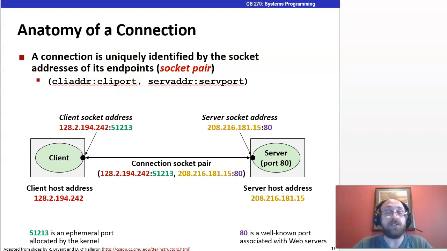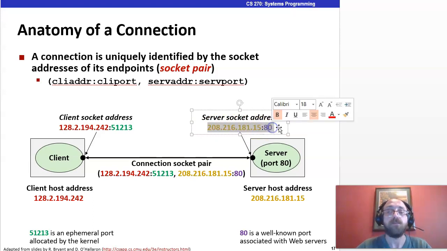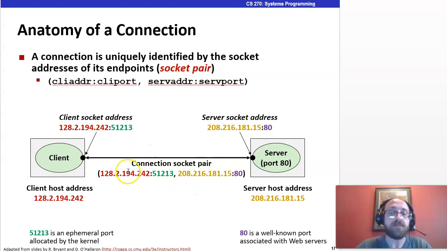So a connection then has two sockets associated with it, the client socket and the server socket. And each of those sockets has an address that is the IP address of that client, for example, and the port number on the client. Again, on the client, that's usually an ephemeral port number, usually a large number. And on the server side, we have a server IP address and the server port number, which here is 80, which is one of those well-known services. So the connection itself can be identified by that pair.